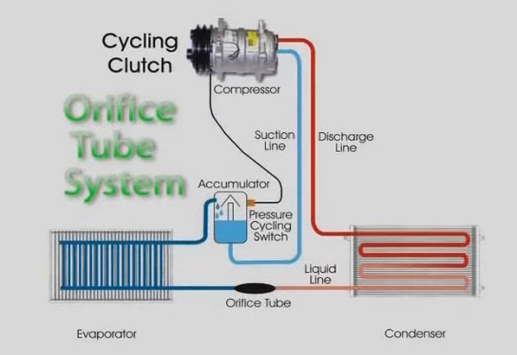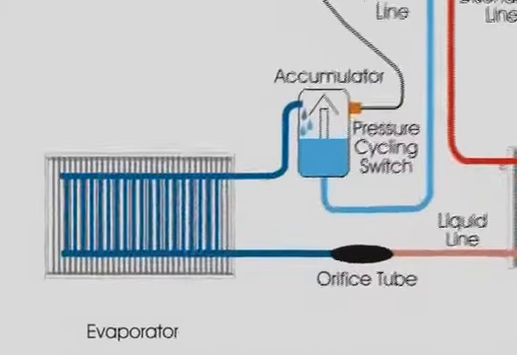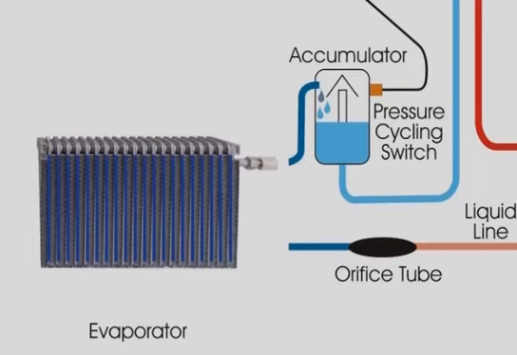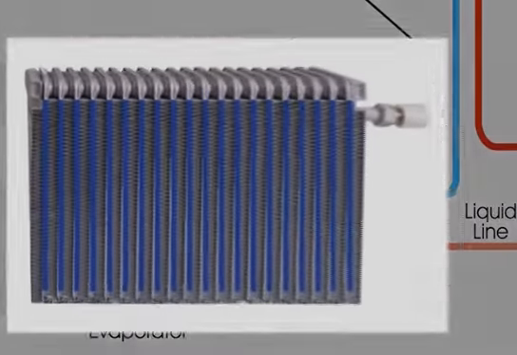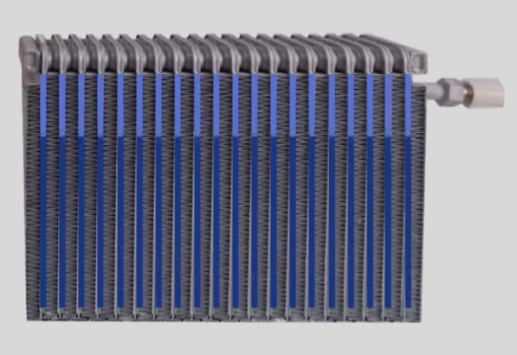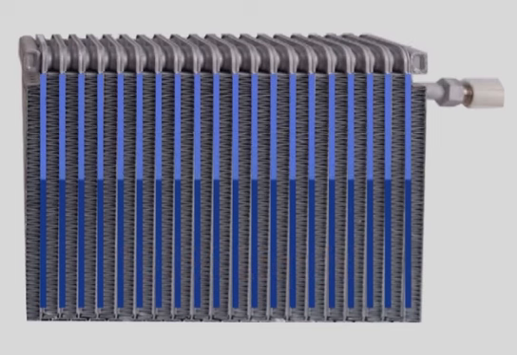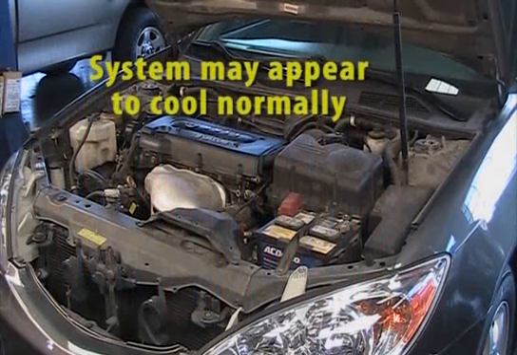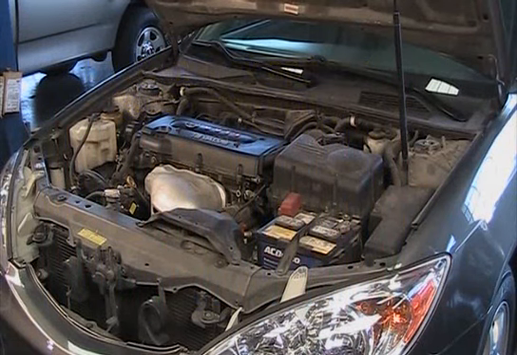Orifice tube systems are designed with evaporator passages flowing vertically, and the evaporator completely full of liquid refrigerant, with lubricant flowing out of the evaporator into the accumulator when properly charged. Unfortunately, when this system leaks down, the lubricant stops flowing out of the evaporator once the refrigerant level drops below the outlet pipe. This system may appear to cool normally since the refrigerant vapor returning to the compressor remains cold until the refrigerant level drops much lower in the evaporator.